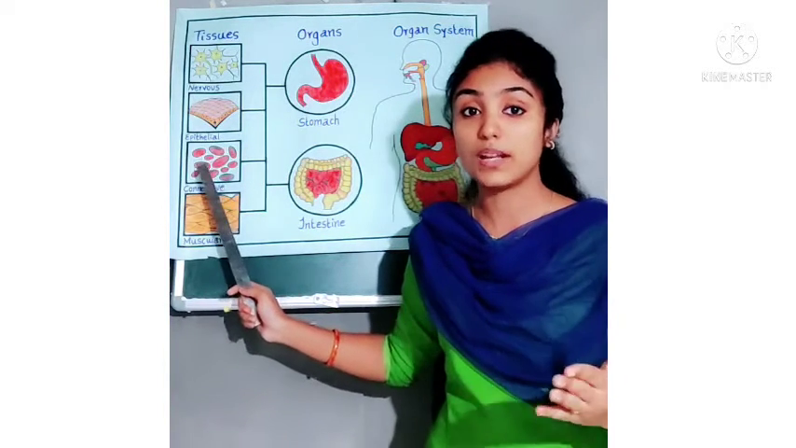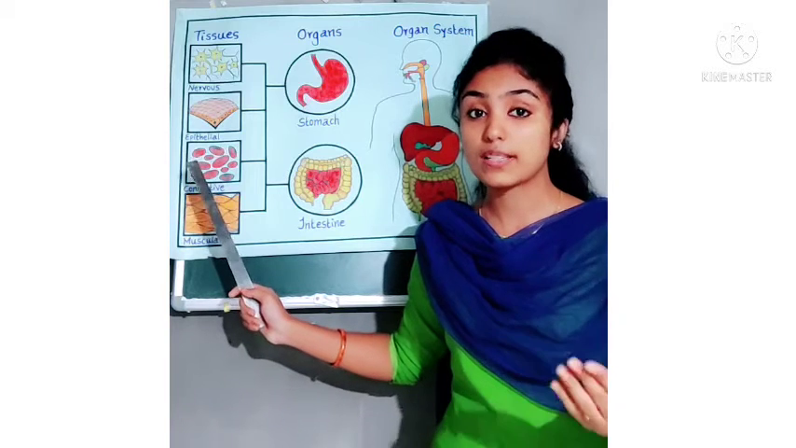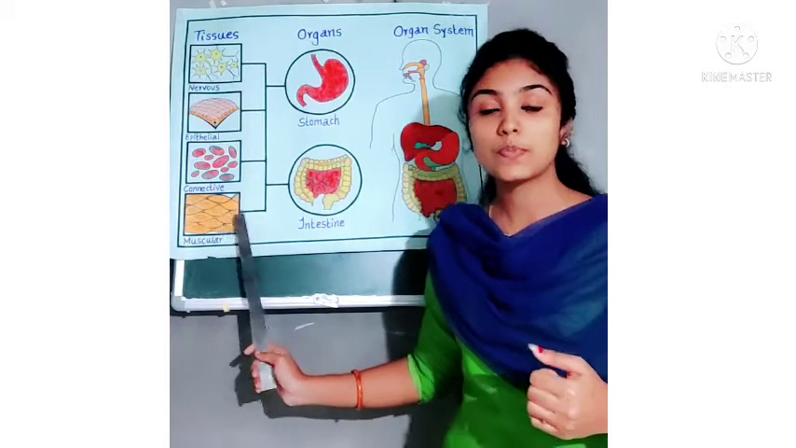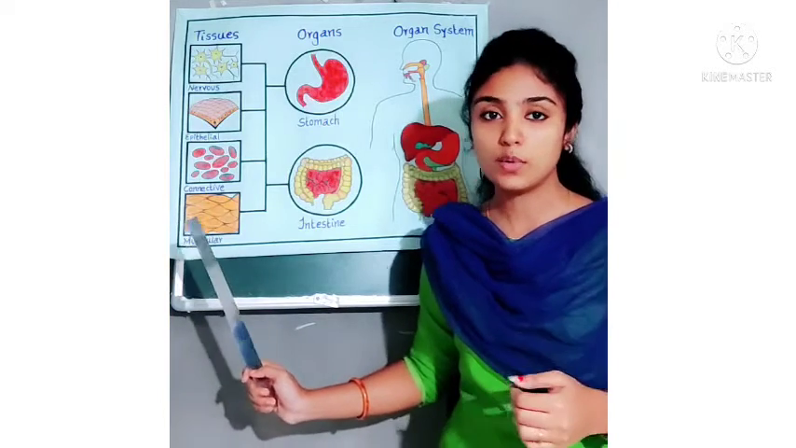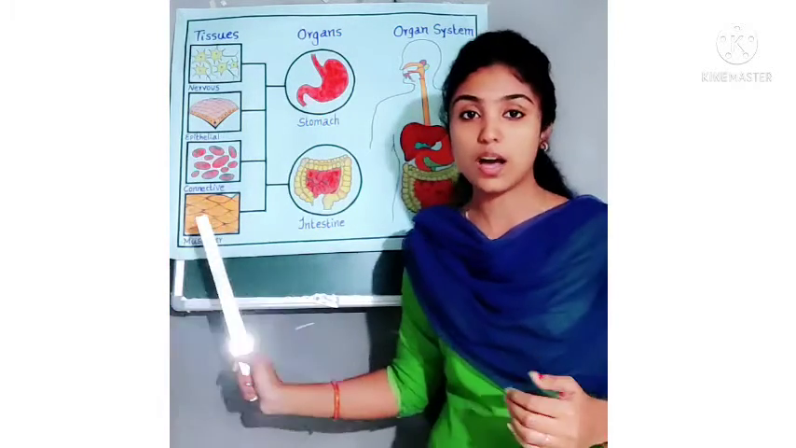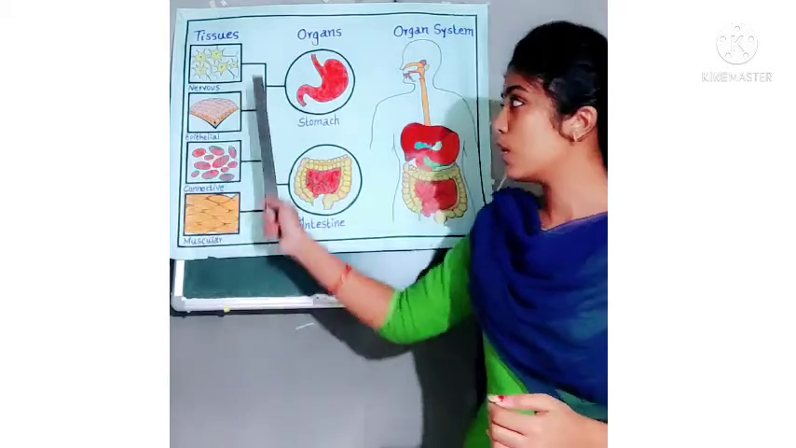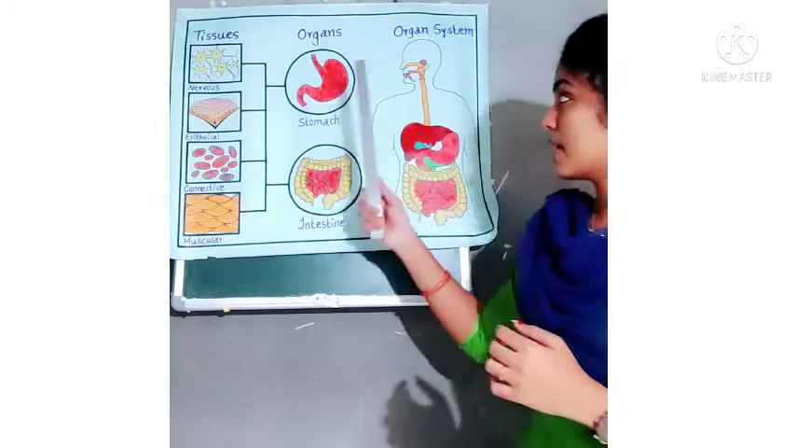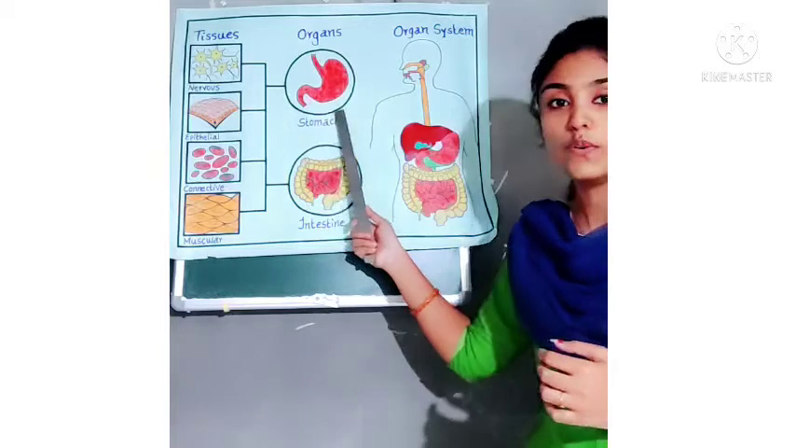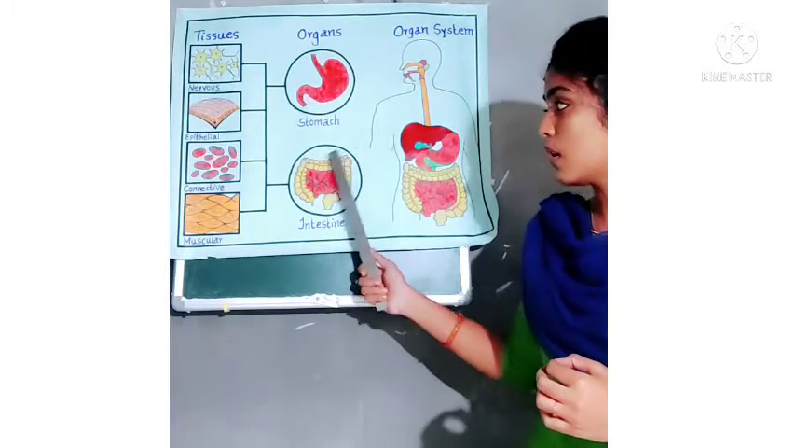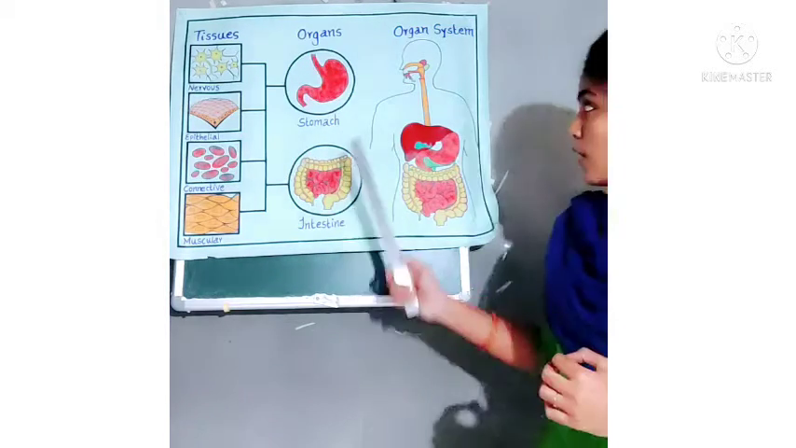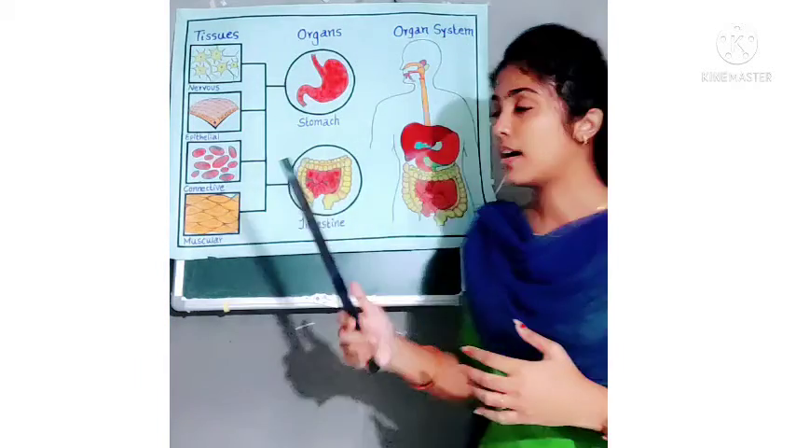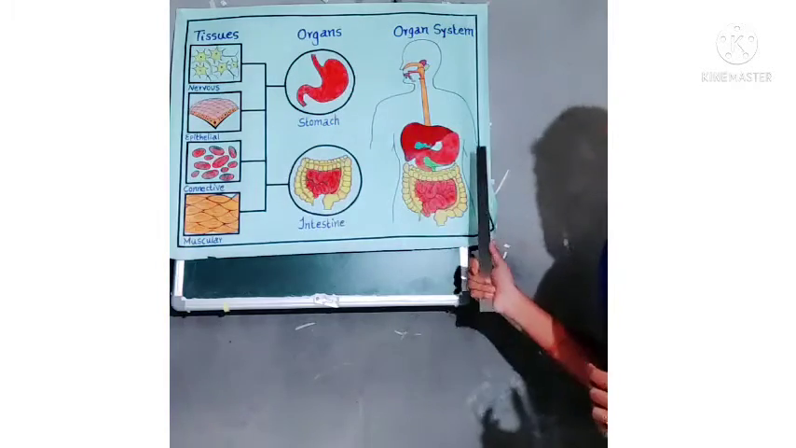So the function of blood is to carry respiratory gases and nutrients. Then what about the function of muscular tissue? It helps in movement of our body. So all these tissues have their own functions. So all these tissues function together, and it helps in the overall functioning of the stomach and also the overall functioning of the intestine. When both the stomach and intestine work together, our organ system works properly.